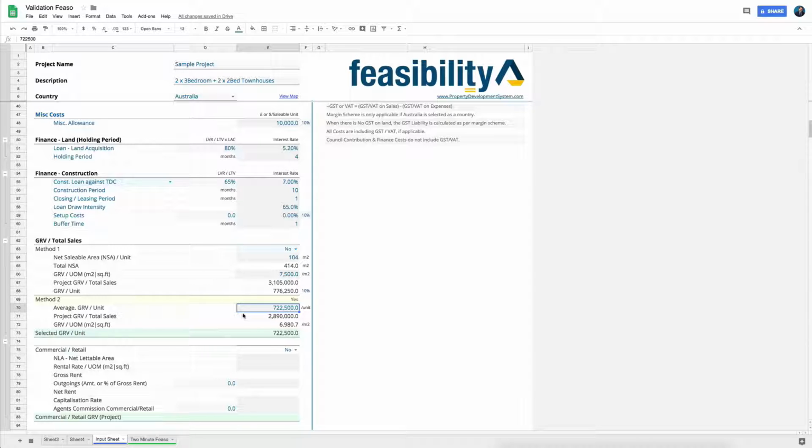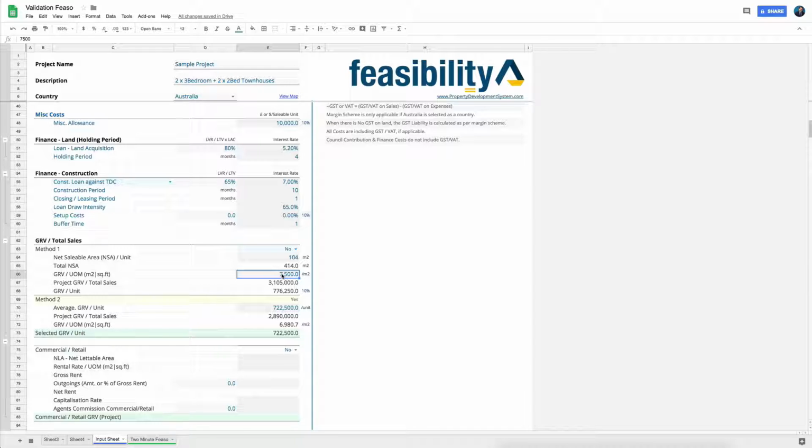So this is based on which number you are more confident with. Sometimes with your market information, you know a few agents in the area who've been around for a while, and you've spoken to them, you've done your research, you've walked these streets, you've been to all these opens for the sale of these townhouses, and you are confident that you can get $7,500 a square meter. Go with this method.